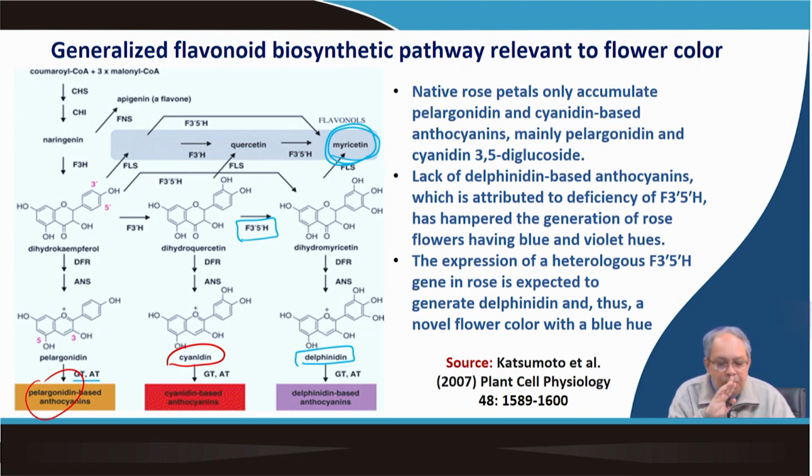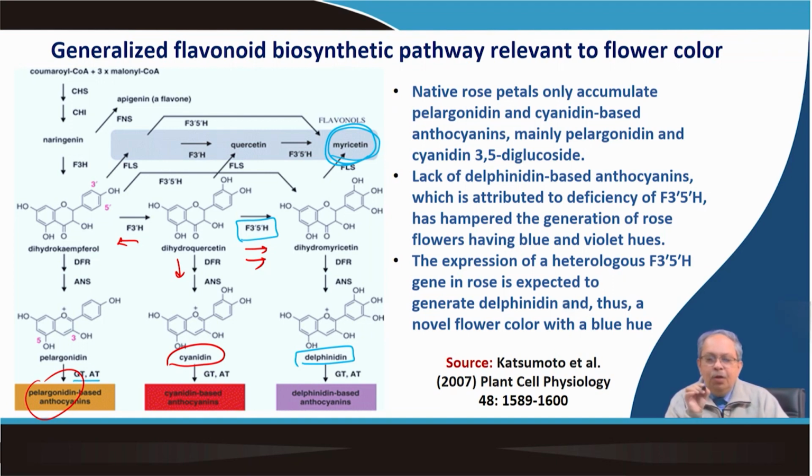Normally, dihydroquercetin moves in this direction towards cyanidin, but with this the pathway should be able to move in this direction, and as a result the rose petal generates delphinidin. Again, there are a lot of factors. Only delphinidin will not help; along with that myricetin should be produced in higher amount, and the stability pH should be checked. Therefore, the gene is available.